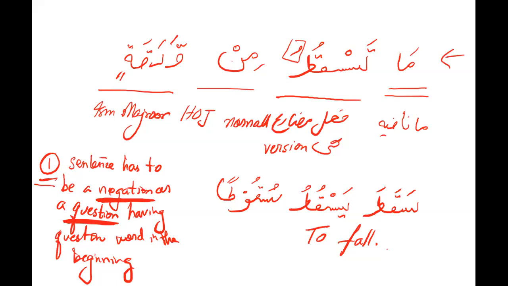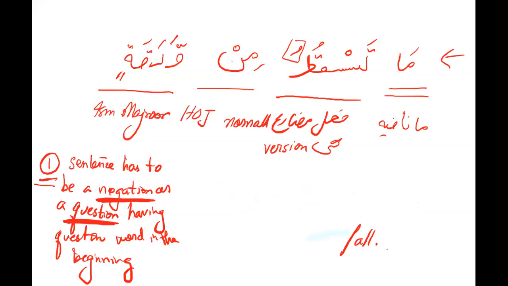Negation. It is negation. So there is a possibility that the min in the sentence might be min zaida. Right? Because we're talking about negation. Min zaida can only come in negation or question. Okay? So this is the first step. Let me just erase this. We'll come back to this later. So here we know that this is a negation sentence.